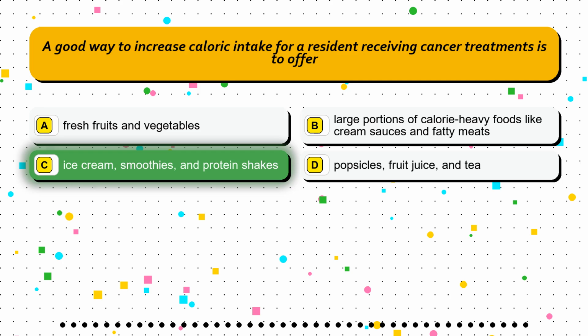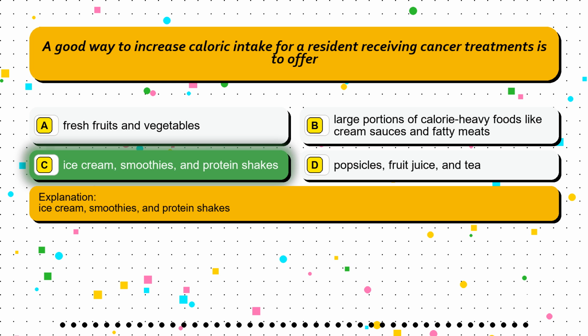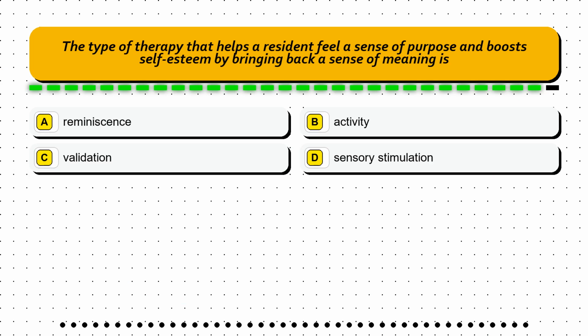The correct answer is option C, ice cream, smoothies, and protein shakes. Question 22. The type of therapy that helps a resident feel a sense of purpose and boosts self-esteem by bringing back a sense of meaning is: Option A, reminiscence. Option B, activity. Option C, validation. Option D, sensory stimulation.